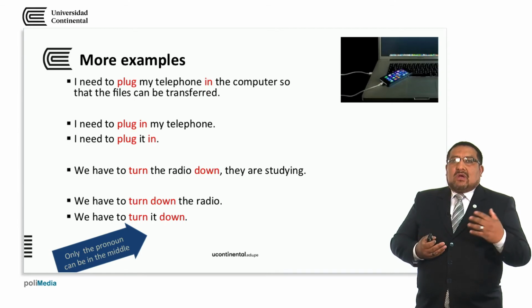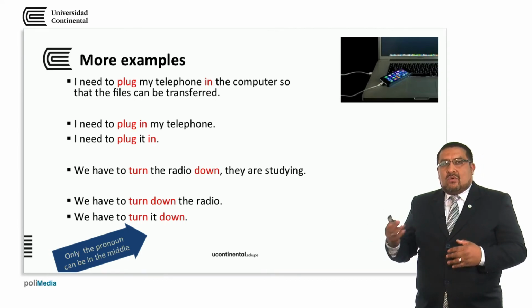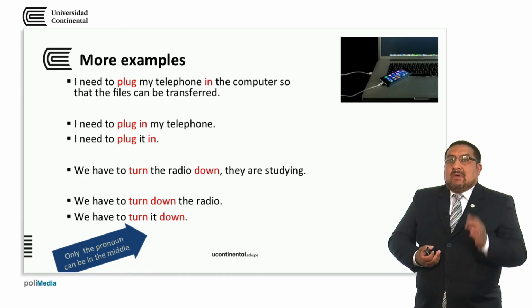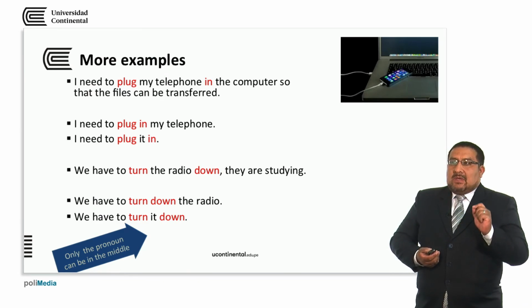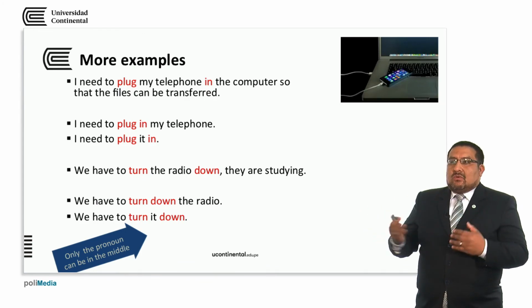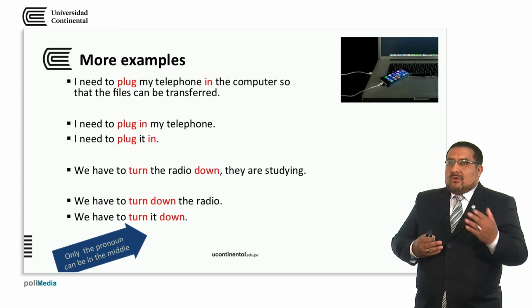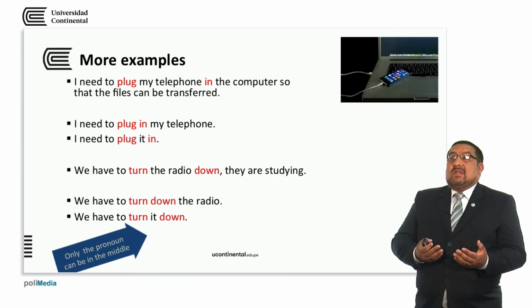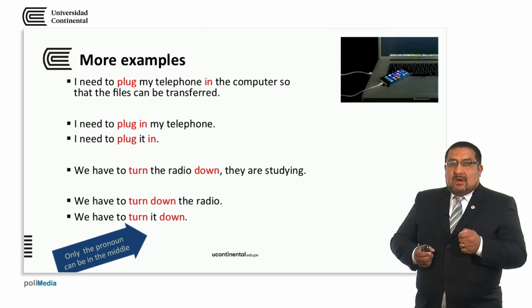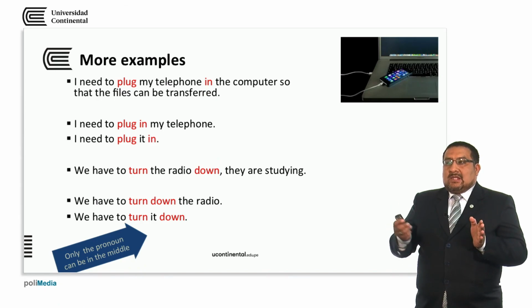That doesn't mean that you have to use only it. You can use you or them or him or her, depending on your sentence. But that's what you have to remember. Only the pronoun can be in the middle of the verb, between the verb and the particle. So whether you use one or two or three people or things, if you use the name of the object, it can be in the middle or in the final part. But the pronoun has to be only in the middle of the verb, between the verb and the particle.